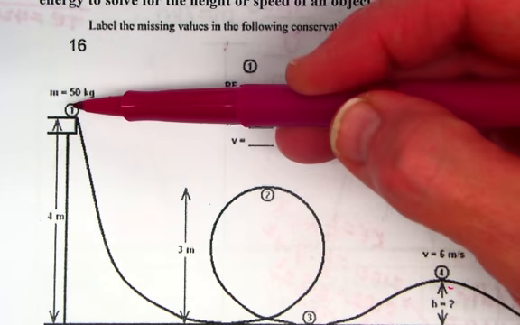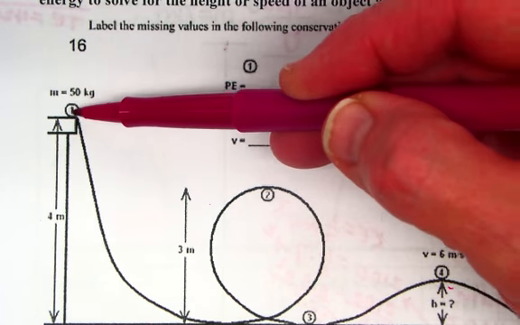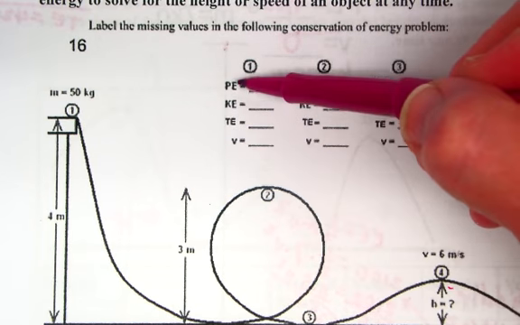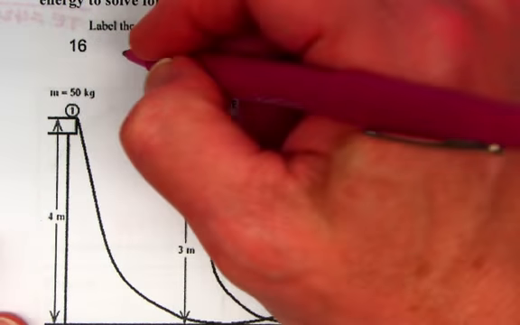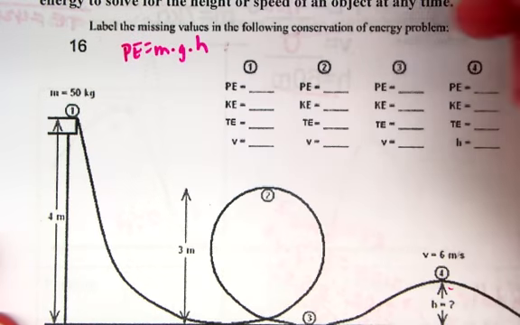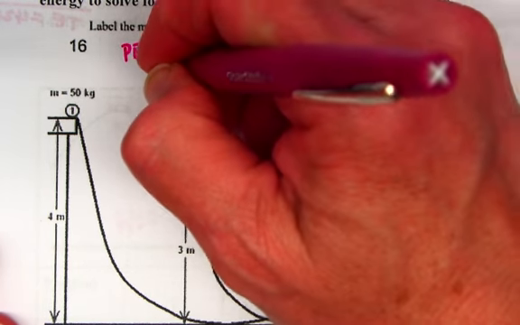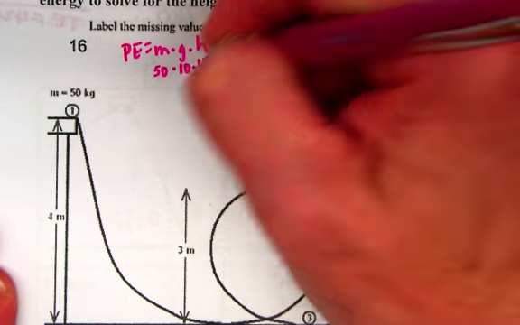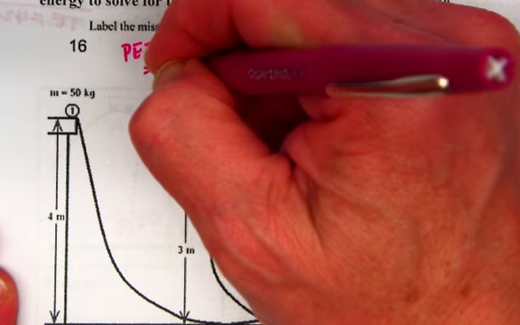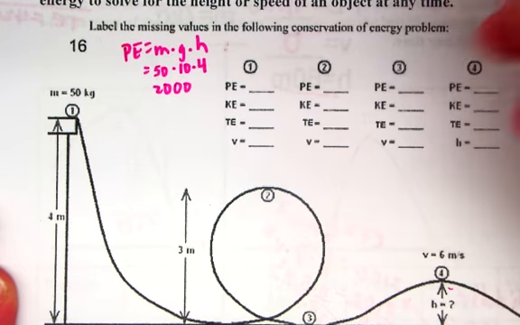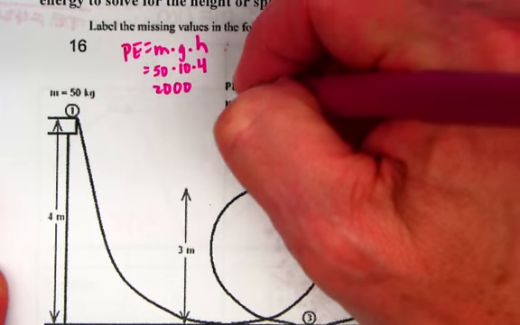So if we take our mass of 50 kilograms, which is at the top of the hill, and it's at a height of 4 meters, then we can solve for potential energy first, because that's m times g times h. So a mass of 50 times a g of 10 times a height of 4 turns out to be 5 times 4 is 20 plus 2 zeros. We have 2,000 joules of potential energy at the top.